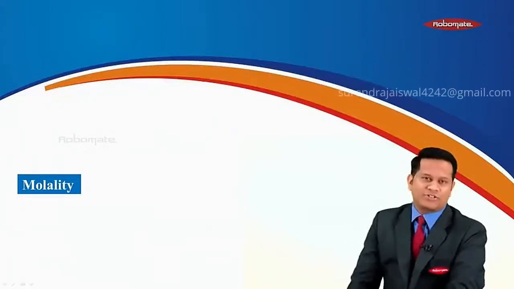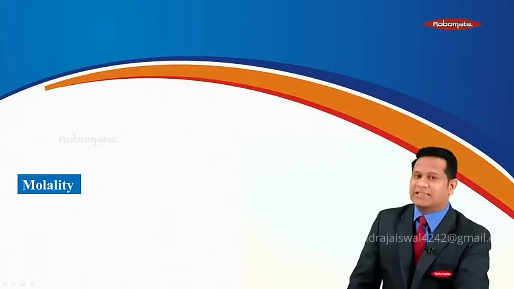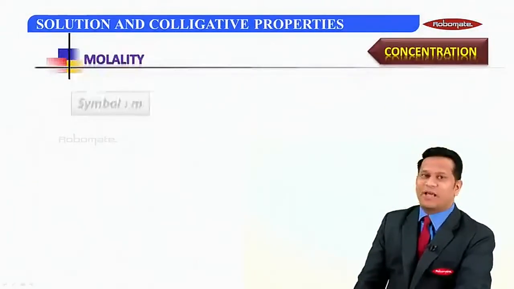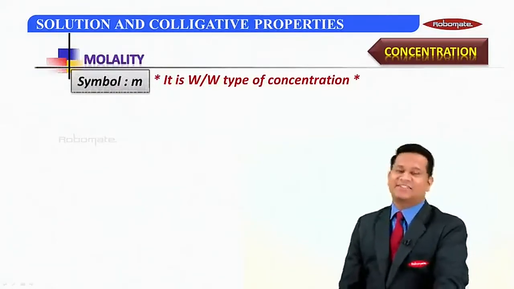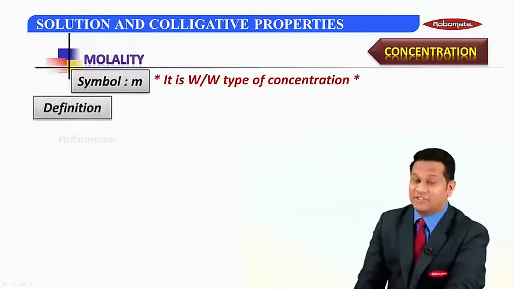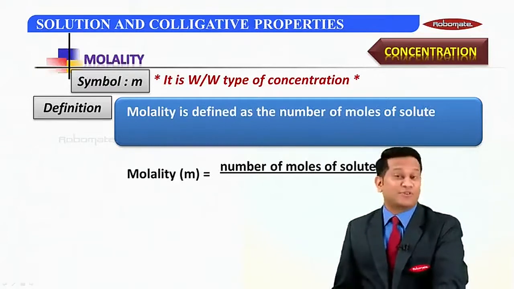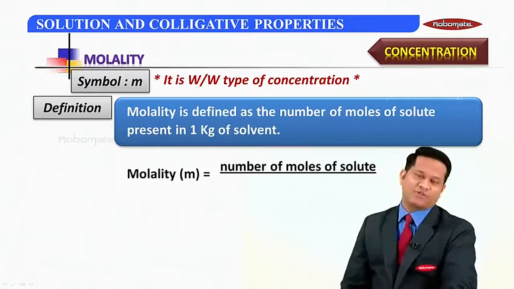Let's discuss concentration, that is molality, in this particular part of the chapter, that is solutions and colligative property. To begin with the discussion of molality, let us first talk about the symbol, which is nothing but small m, and it is a W by W type of concentration. Let's have a look at the definition, which is very simple: molality is defined as the number of moles of solute which is present in 1 kg of solvent.